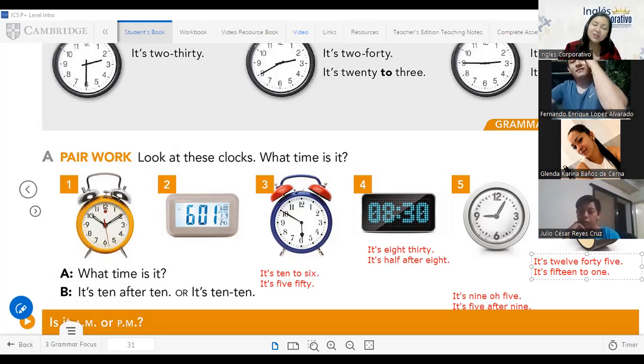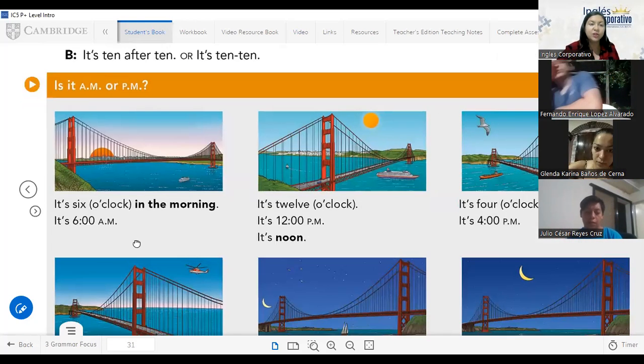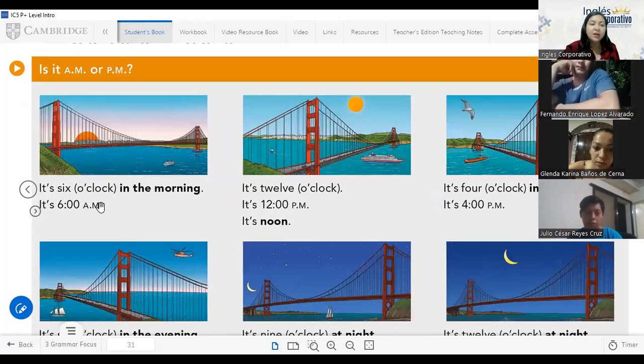Entonces, there are two ways to tell the time. One is easy. The second is a little bit more difficult, but you will get it. Now, let's do the listening exercise over here. Is it AM or PM? We're going to learn the expressions. Please pay attention. Look at the expressions before the morning, afternoon, or night.